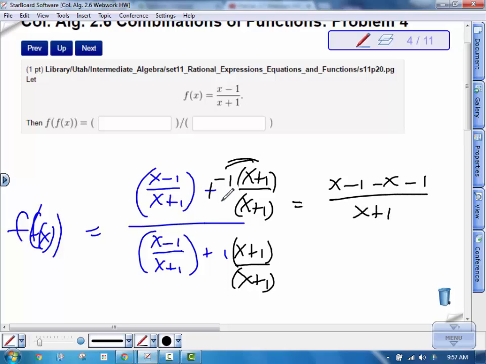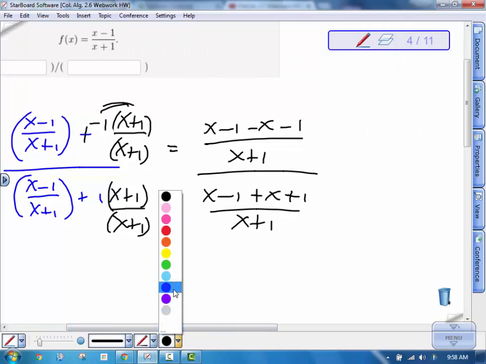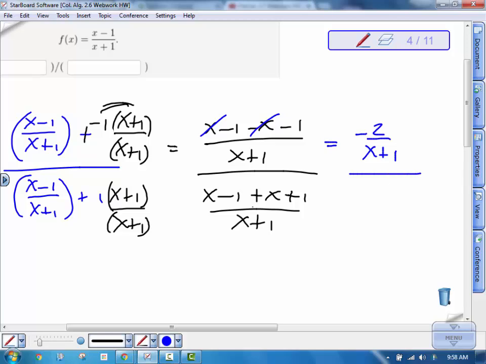So there's the new numerator, which simplifies. We'll simplify it in a second. The new denominator becomes x minus 1 in the top plus x plus 1 all over the common denominator. Now we can simplify this. This x cancels with that x, leaving me with a negative 2 over x plus 1. And then this simplifies to 2x right here, 2x over x plus 1.